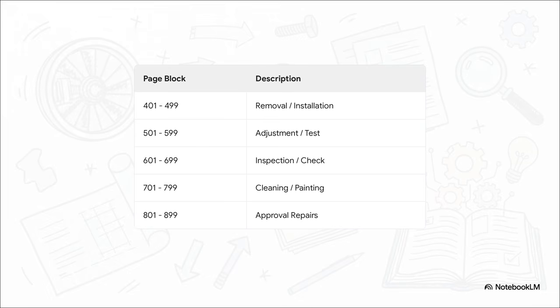501 to 599 is adjustment and test. Block 601 to 699 is for inspections and checks, specifically those zonal inspections. 701 to 799 is cleaning and painting, and 801 to 899 covers FAA-approved repairs. Look, just make sure you know what Block 401 and Block 601 mean, period.